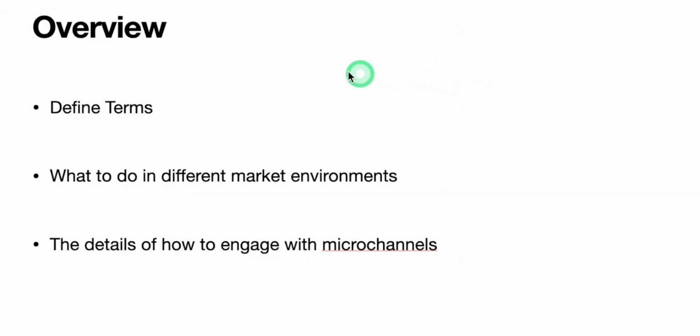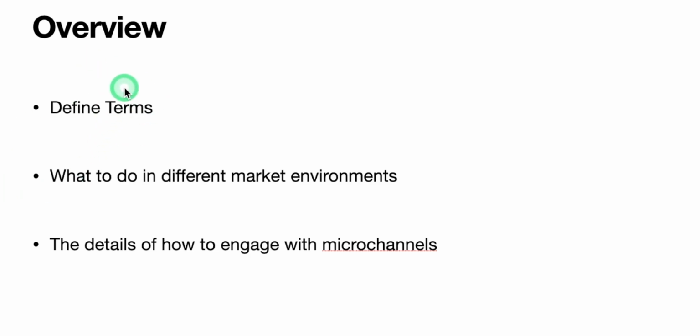Okay, so to start, I'm going to talk about just an overview of what I'm going to cover in this chapter review. I'm going to start off with defining terms. One of the big things I noticed about the microchannel chapter is that Al talks about microchannels in a different way now than he used to in the books. So there's a little bit of a distinction between microchannels and tight channels and how he uses them now versus how he used them then. So I'm going to talk about that.